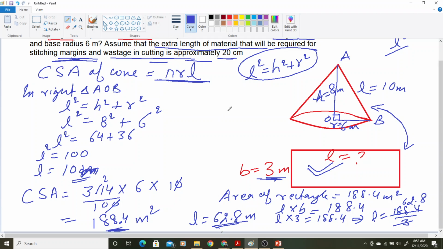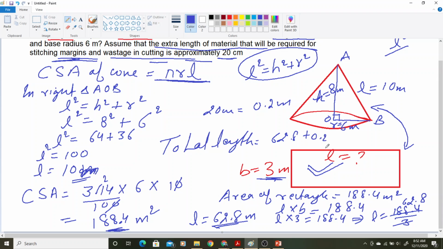20 centimeter. So if I convert this 20 centimeter into meter, how much will it be? 0.2 meter. So that means total length जो हम लोगों को चाहिए वो कितना होना चाहिए, 62.8. ये तो चाहिए ही, इतना तो we need for making the tent, but 0.2 ये waste भी तो हो रहे हैं. So that means 62.8 plus 0.2, it will be 63 meters. So this is how you will be finding your answer, 63 meter.